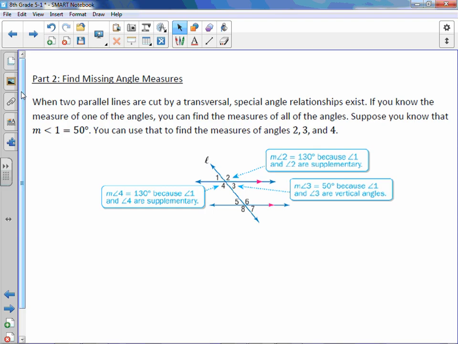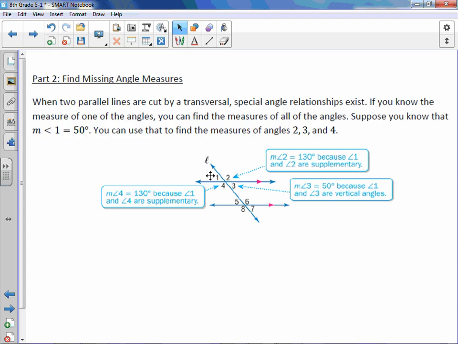Find missing angle measures. Now remember, alternate exterior, alternate interior, and corresponding angles are all congruent. They're equal. They have equal measures. So when two parallel lines are cut by a transversal, special angle relationships exist. If you know the measure of one of the angles, you can find the measures of all of the angles. Suppose you know that the measure of angle 1 in this diagram is 50 degrees. You can use that to find the measures of angle 2, 3, and 4.